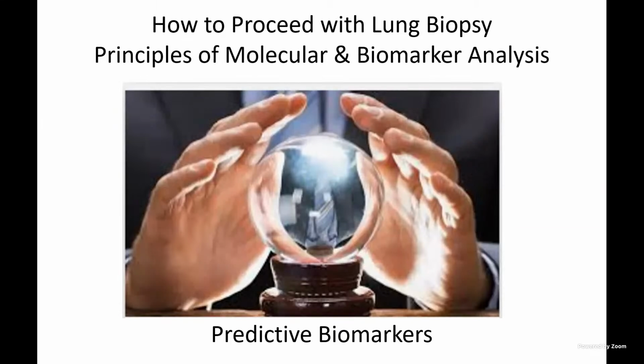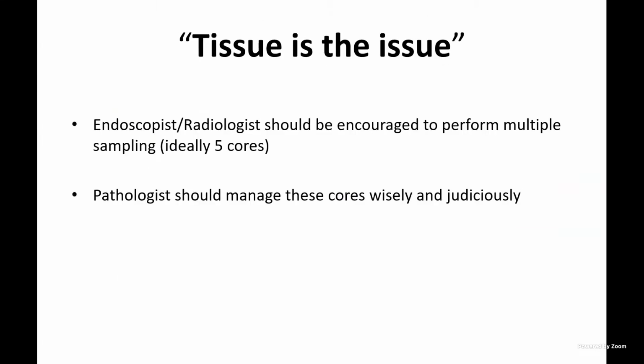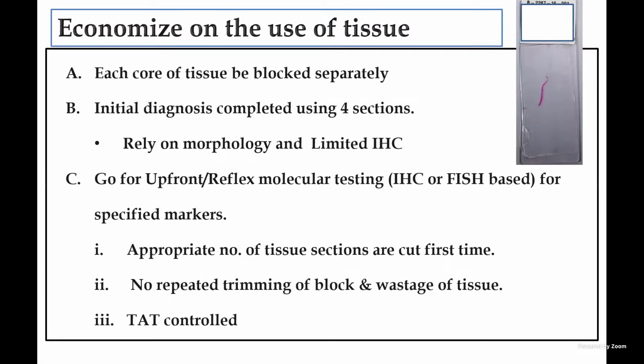So as we know, tissue is always the issue. So the endoscopist or the radiologist should be encouraged to perform multiple sampling. Ideally, 5 cores should be sampled, and pathologists should manage these cores wisely and judiciously. So we have to actually economize on the use of the tissue. Each core of the tissue has to be blocked separately, and the initial diagnosis to be completed using 4 sections.